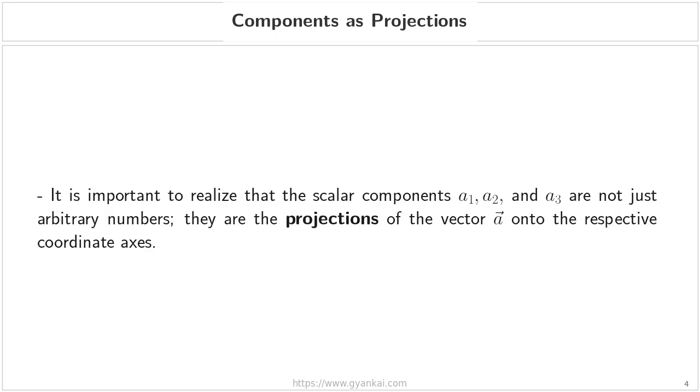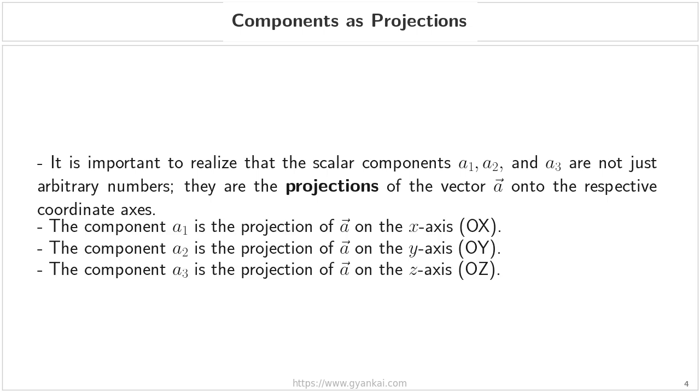Components as projections. Now that we have the formulas for the direction cosines, I want you to pause for a moment and think about what these numbers actually represent. It is important to realize that the scalar components, a sub 1, a sub 2, and a sub 3, are not just arbitrary numbers we've plucked from thin air. They are actually the projections of the vector onto the respective coordinate axes.